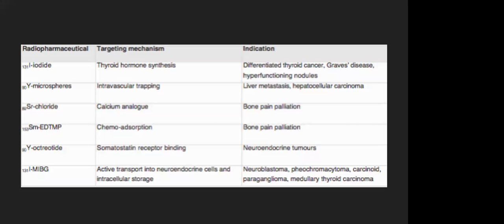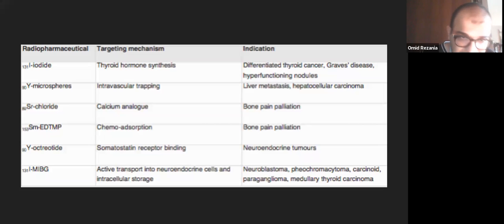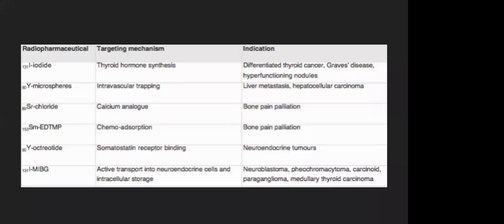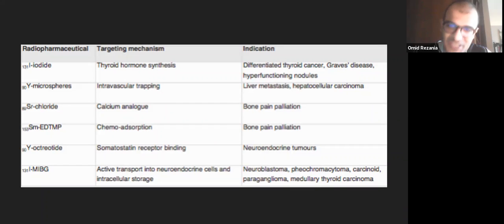I love the last one, which is MIBG, active transport into the neuroendocrine cells, which is for neuroblastoma, carcinoid. I cannot pronounce them, man. It's so hard. But I know that they're connected to brain-type tumors. Thanks for including that chart there, Gloria. Thank you. Fantastic. But it's so hard to pronounce them.